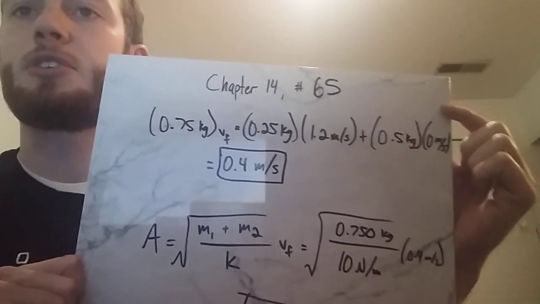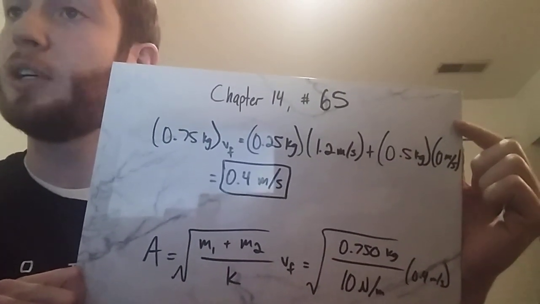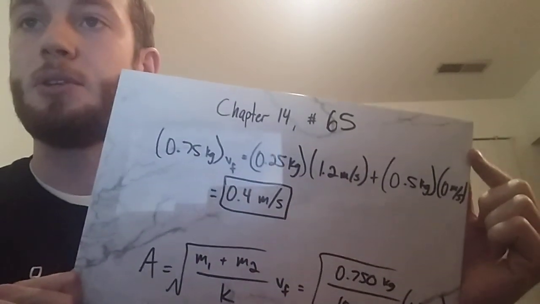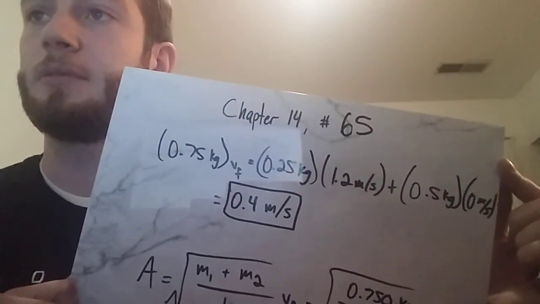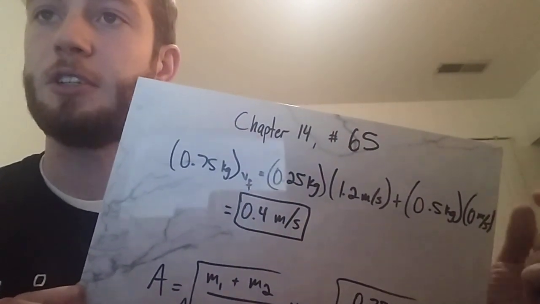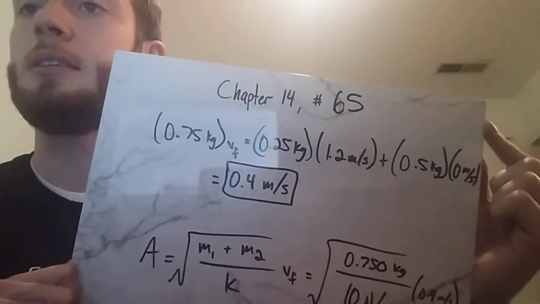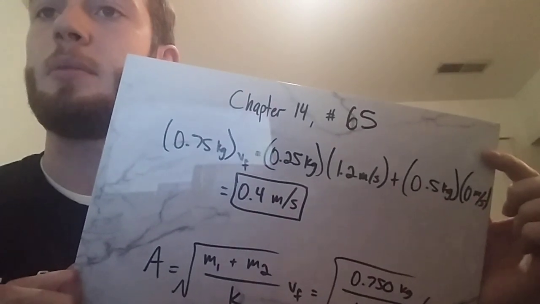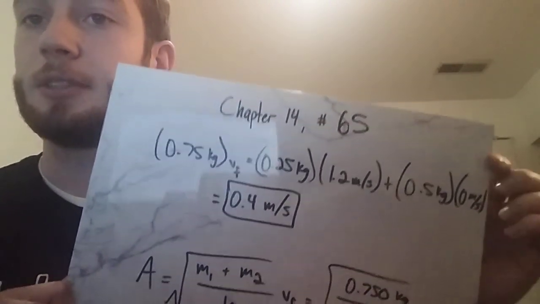This problem reads: a 500-gram air track glider attached to a spring with a spring constant of 10 newtons per meter is sitting at rest on a frictionless air track. A 250-gram glider is pushed toward it from the far end of the track at a speed of 120 centimeters per second. It collides with and sticks to the 500-gram glider. What are the amplitude and period of the subsequent oscillations?